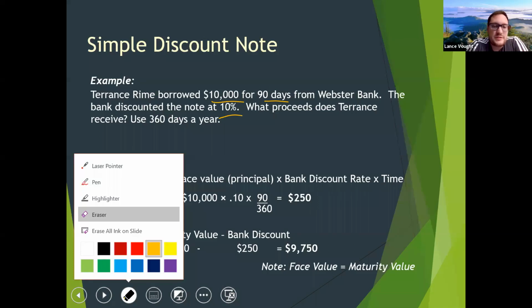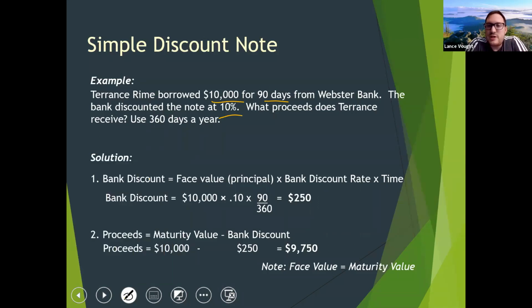So the difference between what we did last chapter is, okay, you borrow 10,000, you have a 10% note and you pay back in 90 days, then the total amount of interest that you would have to pay is going to be $250, which is what we've already calculated at the bottom.